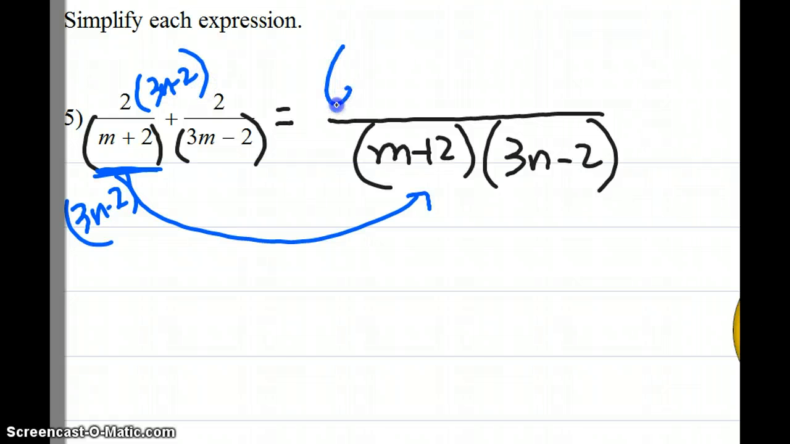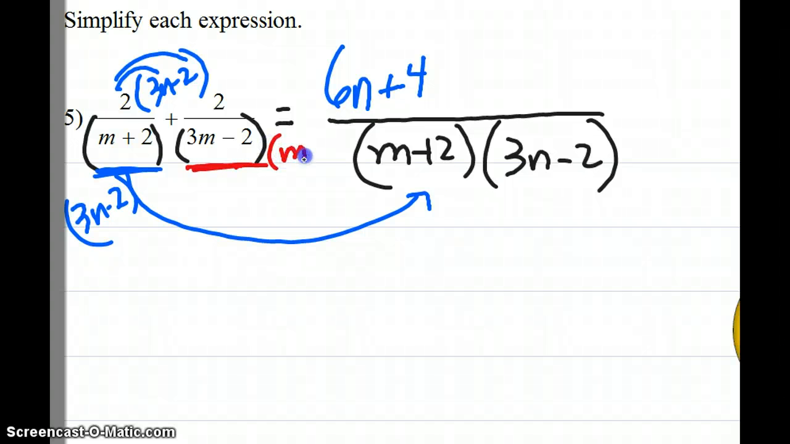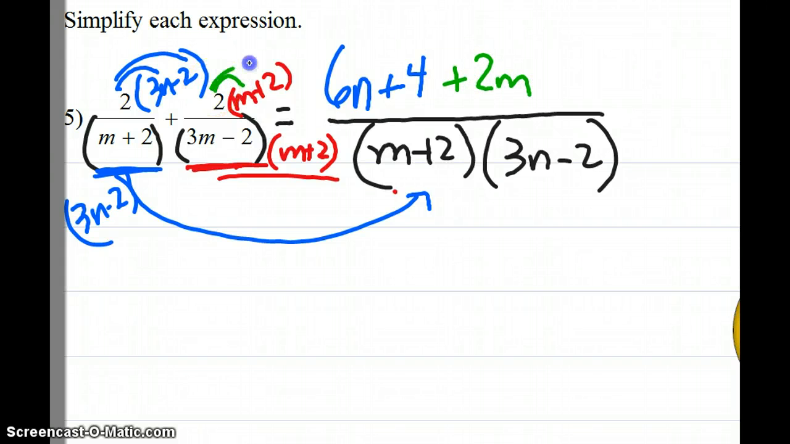So the new numerator becomes a 6n plus 4. And again, where did I get that? Distribute through. This second fraction has a 3m minus 2, but it needs a m plus 2 to look like this. So that means we've got to multiply the top by m plus 2. Again, use the distributive property. 2 times m is a 2m, and a 2 times 2 is equal to a 4.